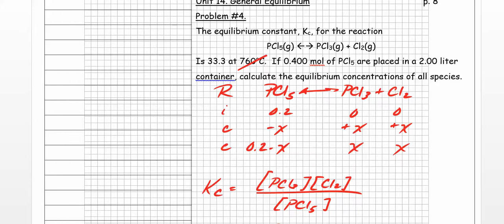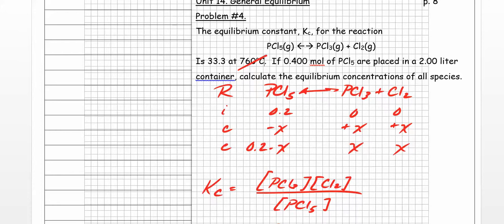Now, we are told that we've got 0.4 moles in a 2-liter container. I want concentration here, so I'll just do a quick division in my head. 0.4 divided by 2 is 0.2. So that's the initial concentration of the PCl5, but what about PCl3 and Cl2? Well, no mention is made of those, so we'll just assume that we're going to start with none, 0. No PCl3 and no Cl2. So that'll do it for the initial concentration line.